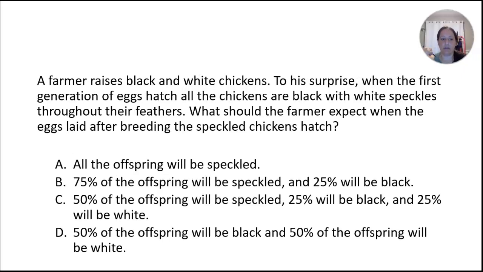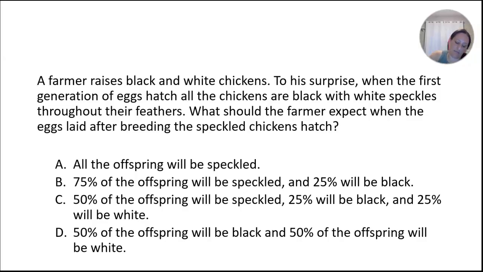Okay, here's the next question. It says a farmer raises black and white chickens. Okay, so we got black chickens and we've got white chickens, and he's breeding them. And he says, to his surprise, when the first generation of eggs hatch, all the chickens are black with white speckles throughout their feathers. So again, this is codominance. And then it continues to say, what should the farmer expect when eggs are laid after breeding the speckled hens?